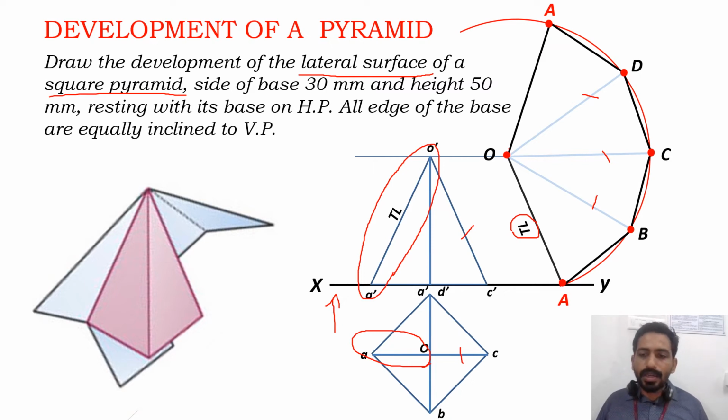So this is in the case of a pyramid when we can get the true length of the slant edge, but there are other problems in which you may not get the true length of the slant edge. We will see in the next example.